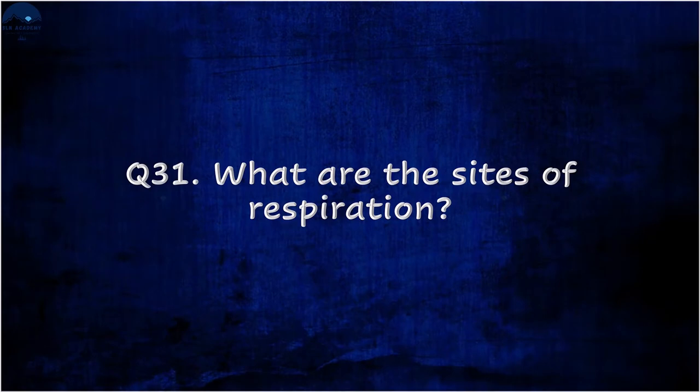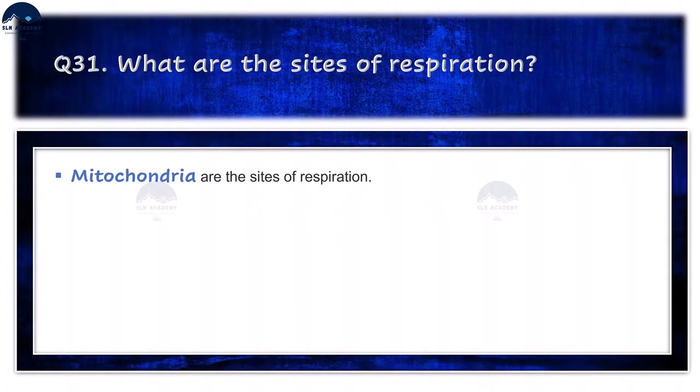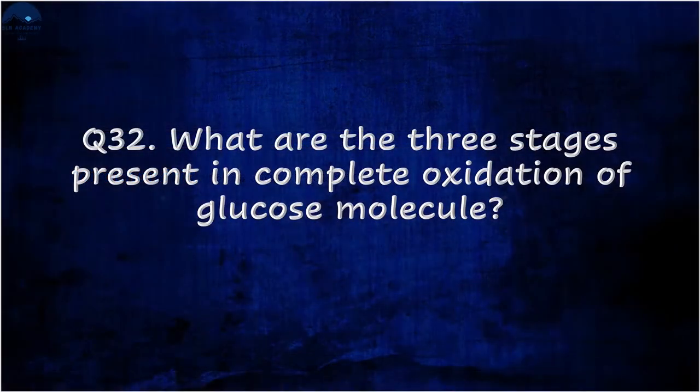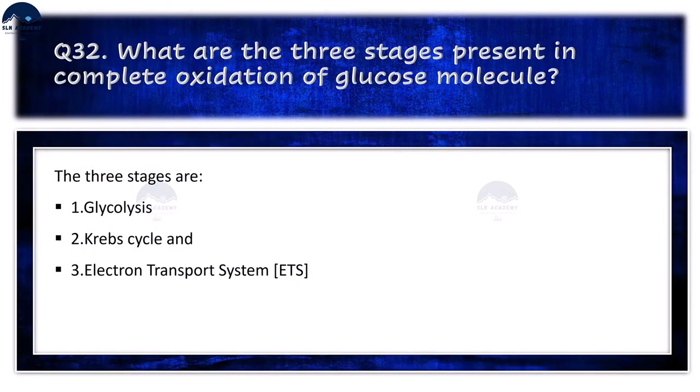Question 31. What are the sites of respiration? Mitochondria are the sites of respiration. Question 32. What are the three stages present in complete oxidation of glucose molecule? The three stages are 1. Glycolysis, 2. Krebs cycle, 3. Electron transport system.